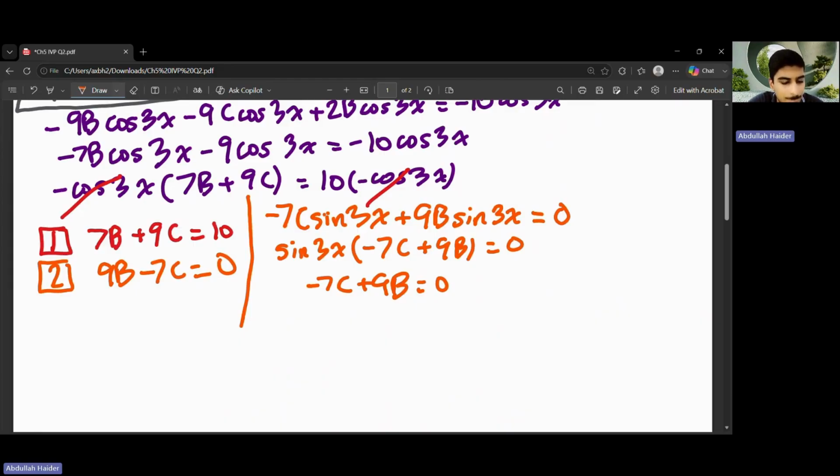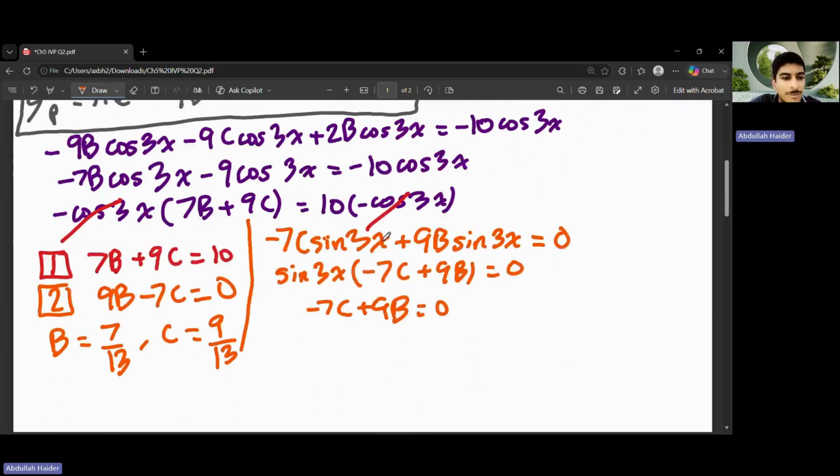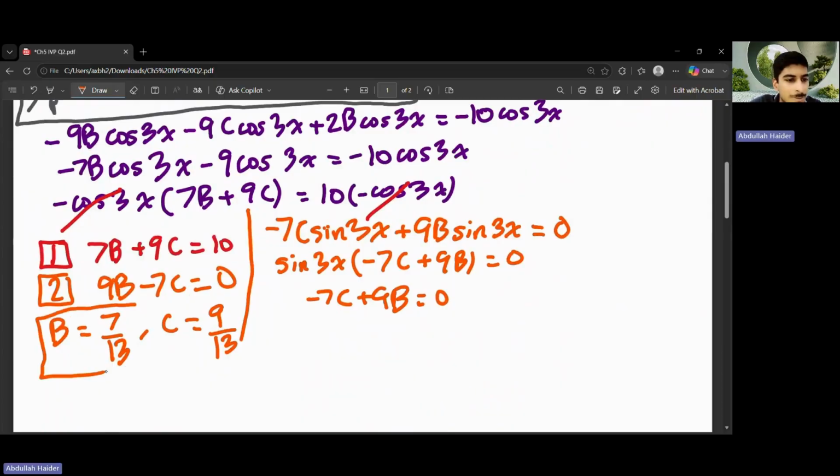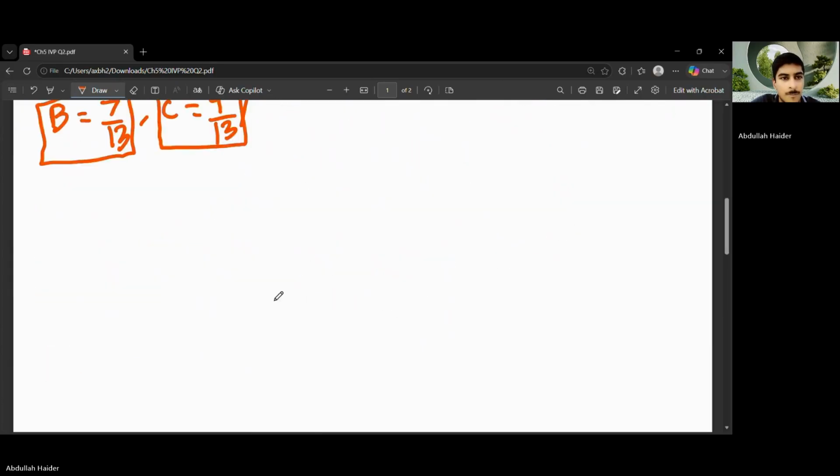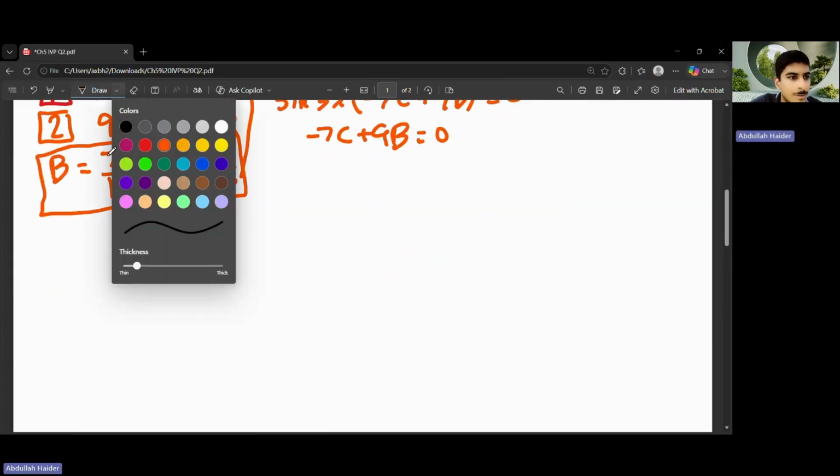But note that in the exam, you have to show your work by substitution or elimination, whatever you like. So you get b is equal to 7 over 13, and your c is 9 over 13. So now you have a, you have b, you have c. You can finally write the proper YP equation.